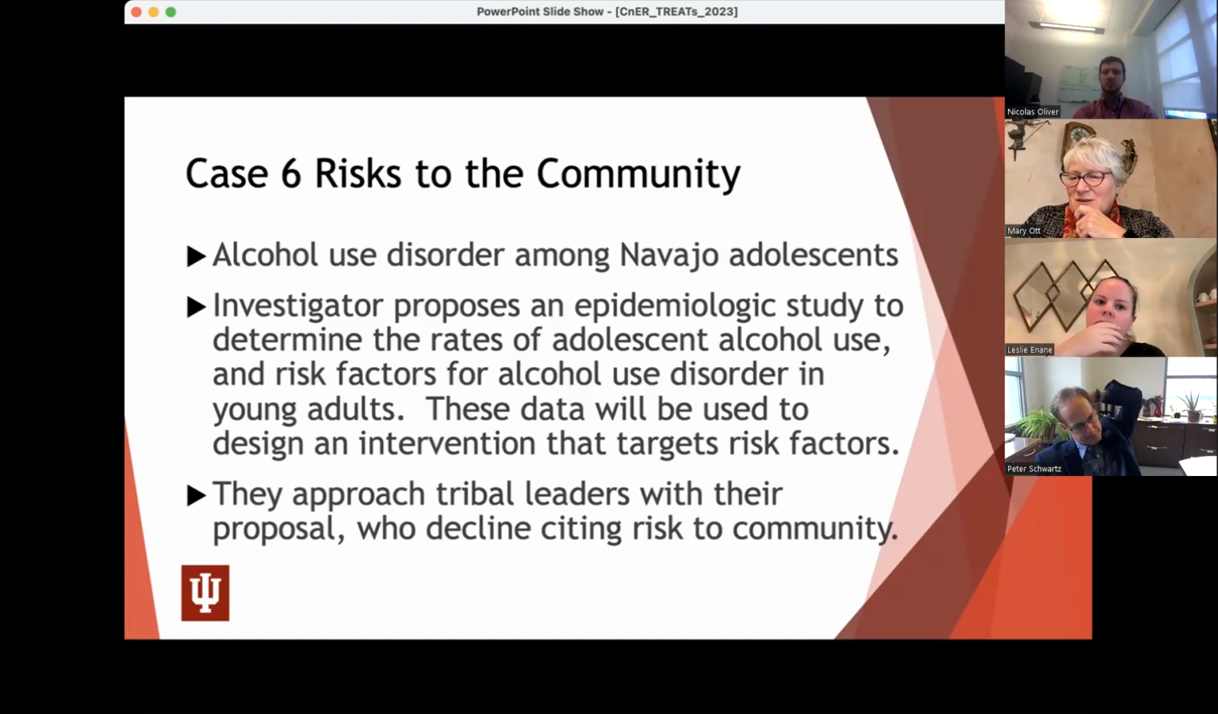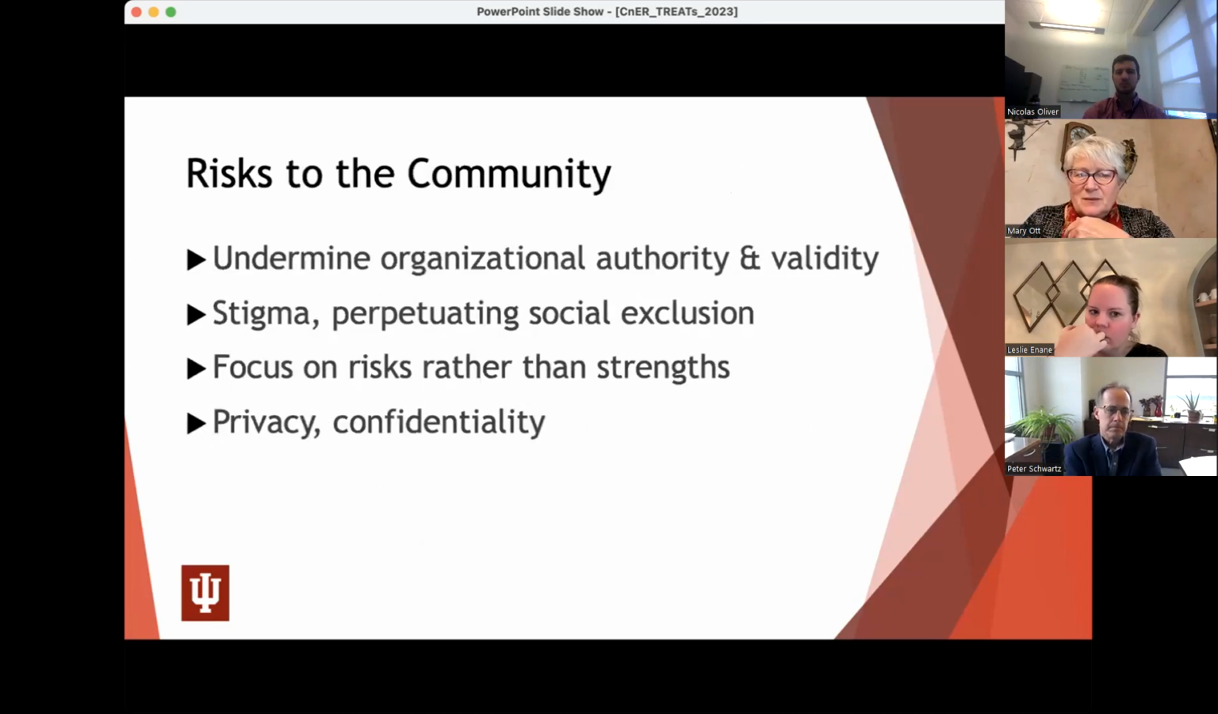Yeah, so I feel like you've actually said a couple different things, Peter, and then Jane has dumped into the chat this idea of reinforcing damaging stereotypes. And in this case, it was reinforcing damaging stereotypes. And there are a variety of different kinds of risks to communities. Some types of risk undermine the organizational authority and the validity of the community. Sometimes it reinforces stigma and perpetuates social exclusion, which was the case here.